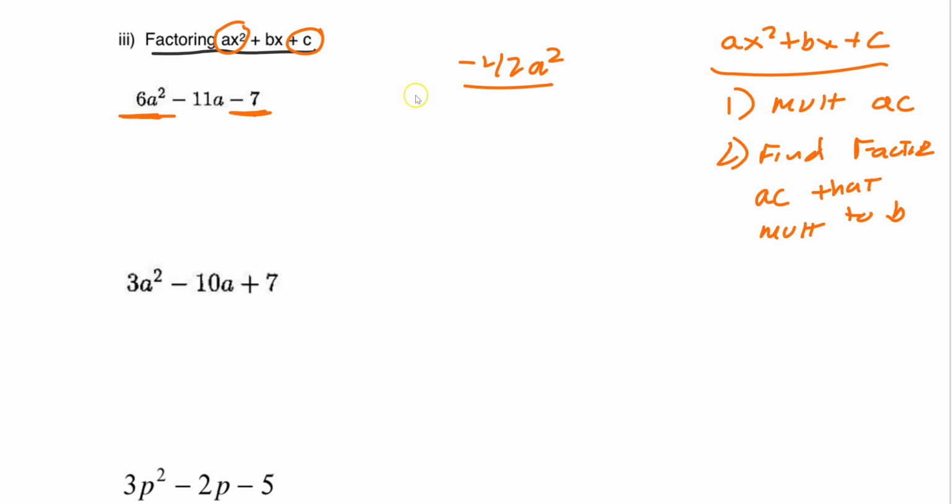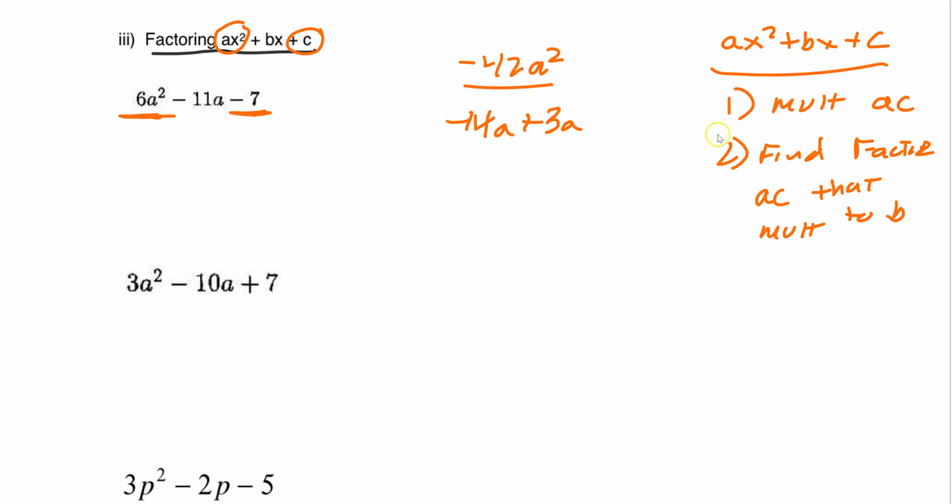So in this case, two things that multiply to get negative 42 but add to get negative 11. That's going to be negative 14A and 3A. Negative 14 times 3 is negative 42. Negative 14A plus 3A is negative 11A. I know it has to be two different signs because it's a negative 42, and the middle one's negative, so that means the bigger number is negative. So that's all normal, right?